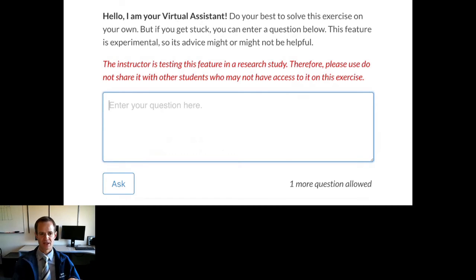So this is what it looks like in CodeBuddy. Next to the place in the app where students see the instructions on what they're supposed to do, and then they have the box where they write code, they'll have a panel that looks like this. It says, hello, I'm your virtual assistant. Do your best to solve the exercise on your own, but if you get stuck, you can enter a question below, and kind of giving caveats. This is experimental, so it may or may not be helpful.